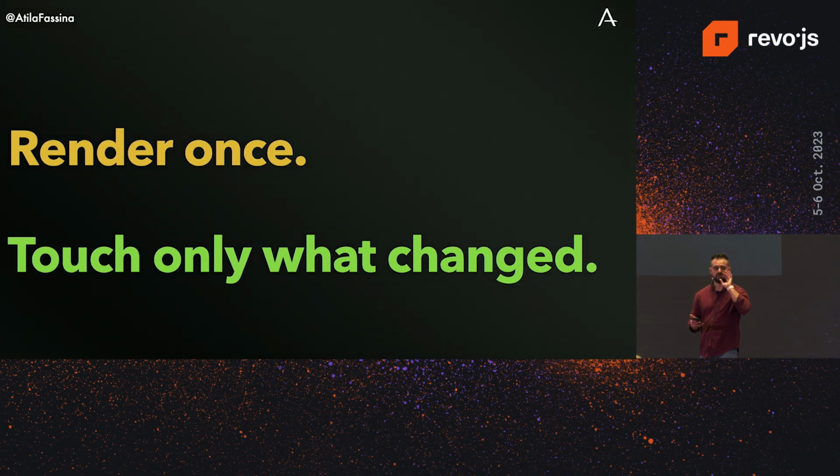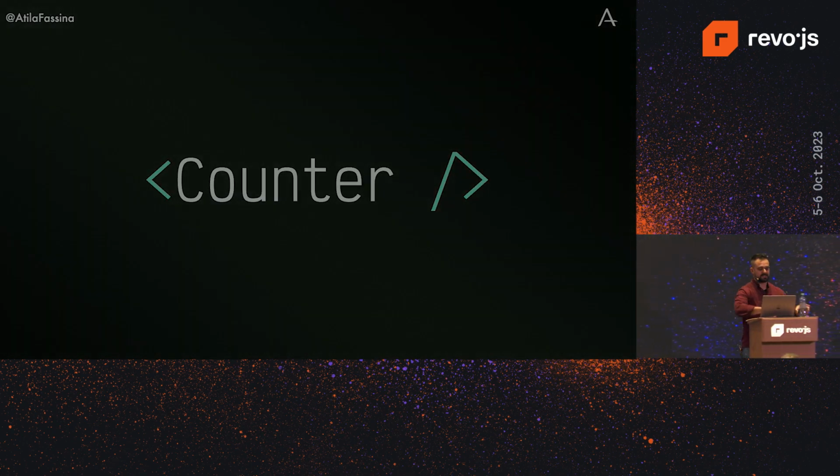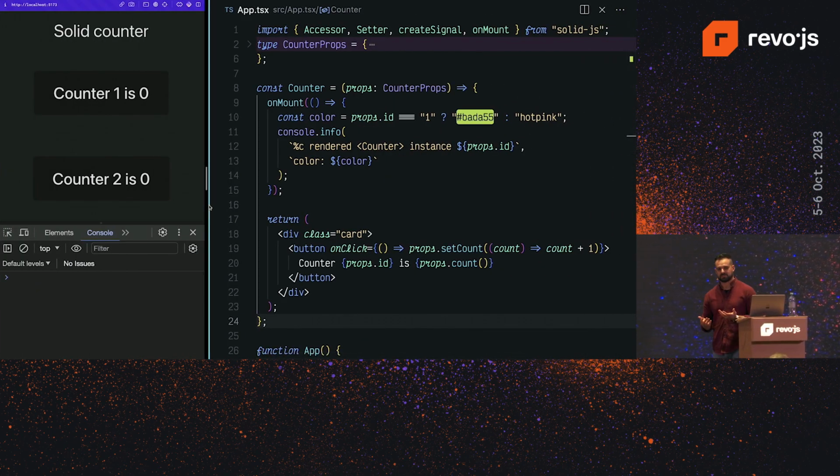And then we're going to touch only what we changed. That's the idea. So, demo, back to the counter. But in this case, I'm going to use a framework that uses fine-grained reactivity. And my example is written in Solid, not because Solid is the one using signals. It is one of them using signals.